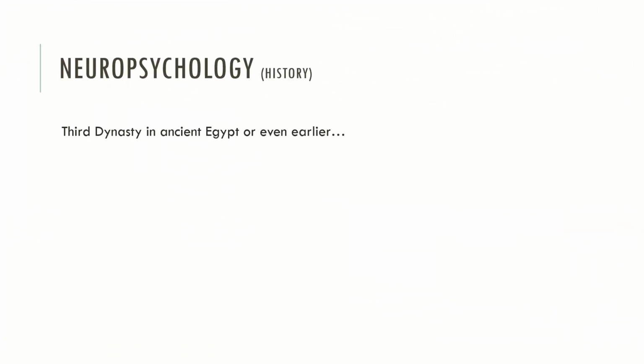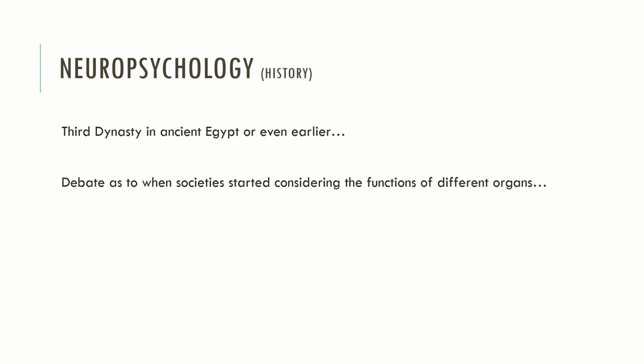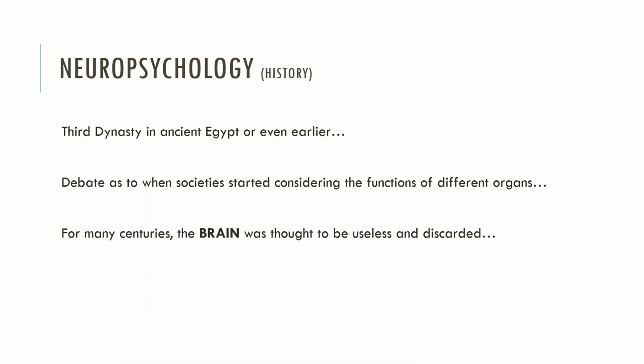So, the notion of neuropsychology, or the study of the relationships between brain and behavior, can be traced through ancient history, or even earlier. There was much debate in different societies when we started considering that the body and the mind could be related to different organs. For many centuries the brain was thought to be useless and discarded. This notion has changed through time, through the evolution in anatomy and physiology. So let's take a brief overview of this.